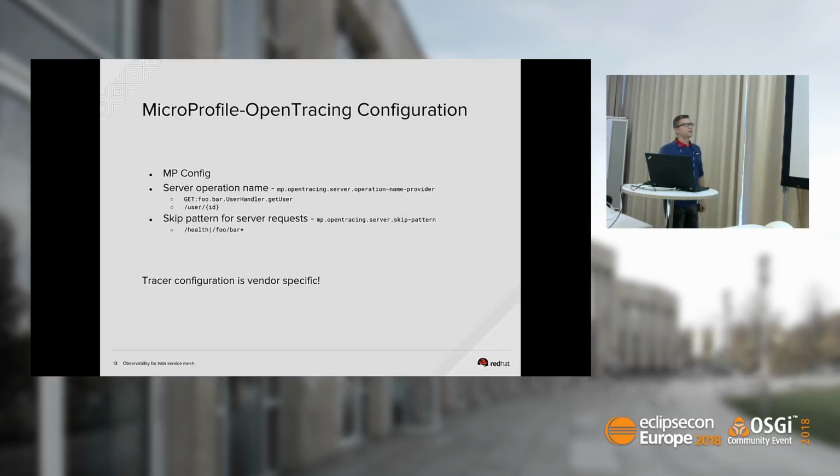Also, a lot of people ask me where the tracer configuration is. The tracer is not defined by the OpenTracing specification nor by MicroProfile, so it's something vendor specific, and it's not exposed by any of these specifications. For example, in Thorntail we have Jaeger configuration, but OpenLiberty exposes a Zipkin configuration. And even if OpenLiberty integrates with Jaeger, they may decide to expose a different set of properties.